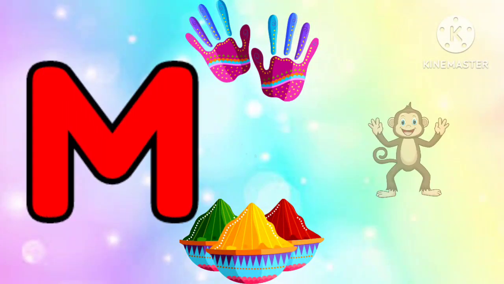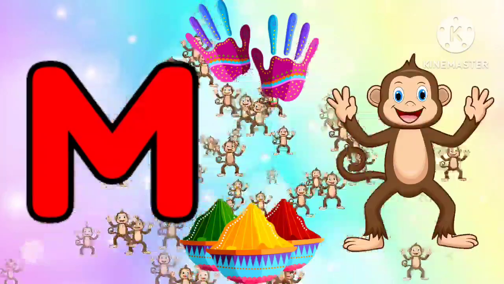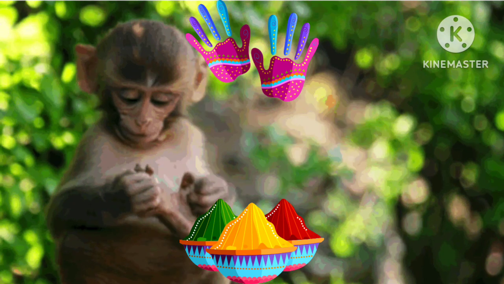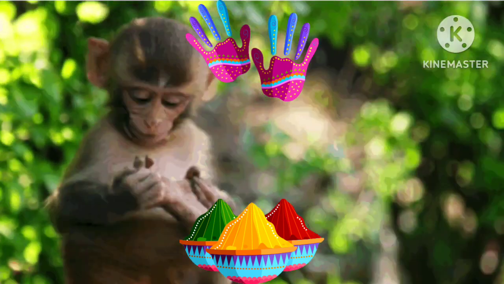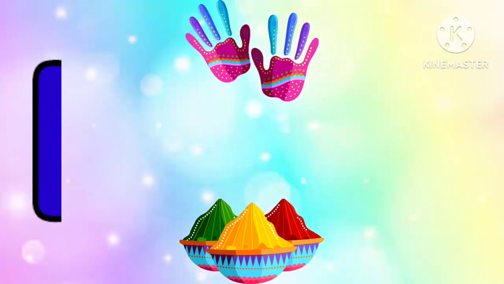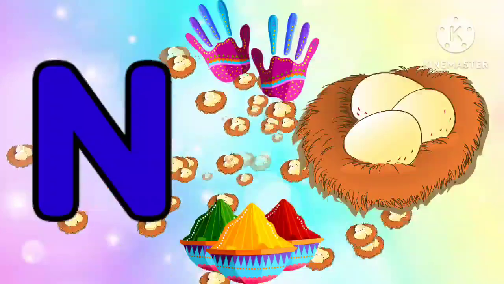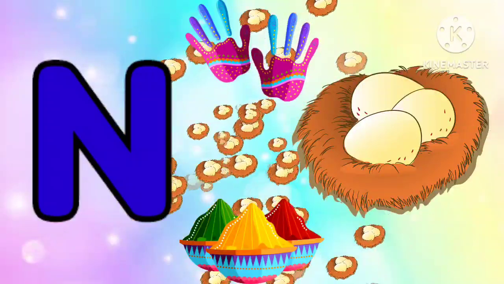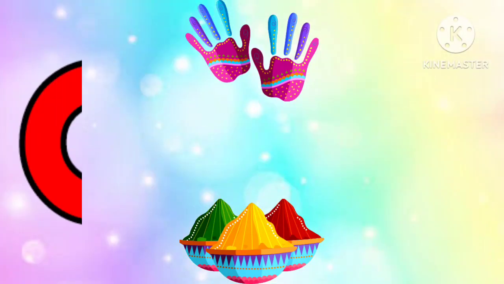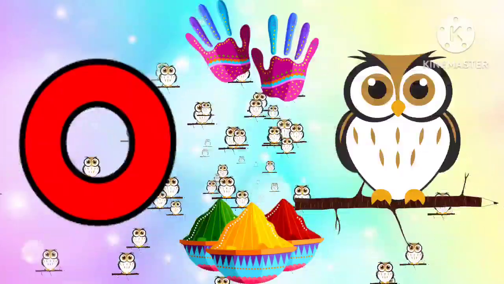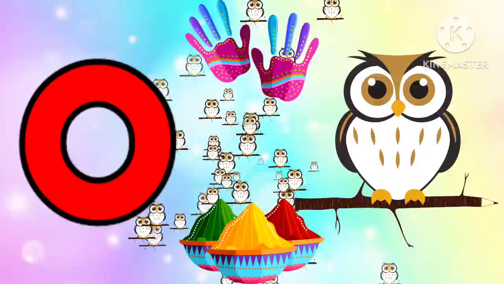M. M is for monkey. N. N is for nest. O. O is for owl.